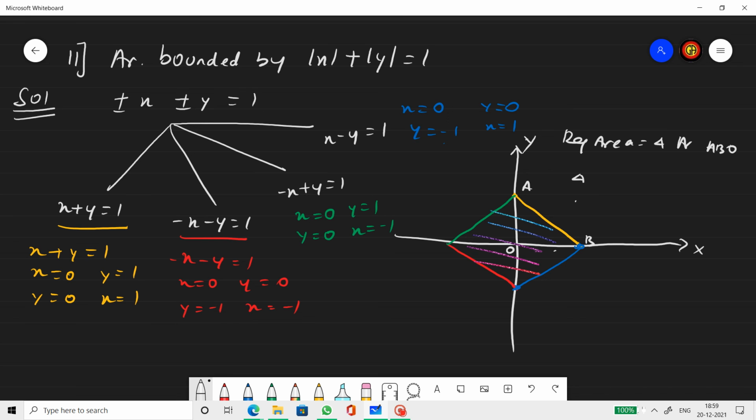So 4 times the integration of this line segment. What is this line segment? x plus y equals 1. So we write y equals, and we integrate with respect to x, so it's y dx. So 1 minus x into dx. Limit will be, here it is 1 and here it is 0, so 0 to 1. So if you integrate this, you get the answer for this last one.